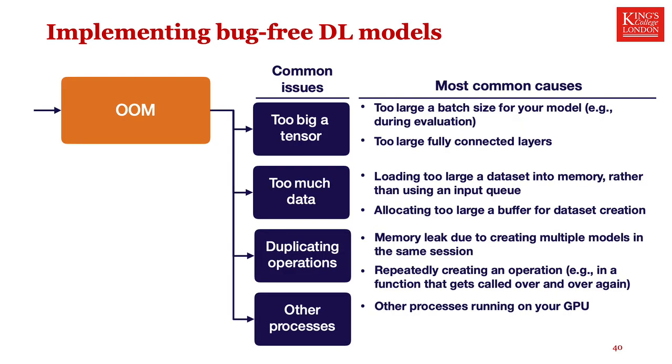Another issue that can occur is out-of-memory issues, which are mostly driven by these four types of common issues. The tensor itself is too big, there's too much data, you're duplicating operations, and there's other processes on your machine. So the tensor being too big is normally the issue caused by the fact that your batch size might be too large, for example, or that you have a series of fully connected layers, and because your input tensor is too large, the fully connected layers is going to end up being really large, and because it's going to be a full matrix, it's going to cause a situation where you run out of memory.